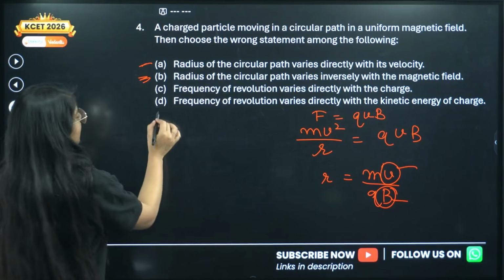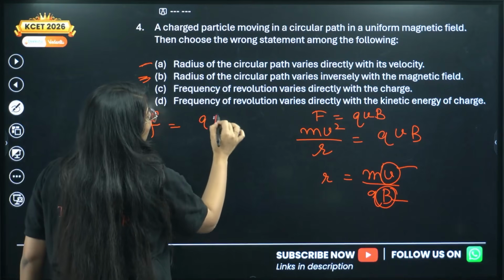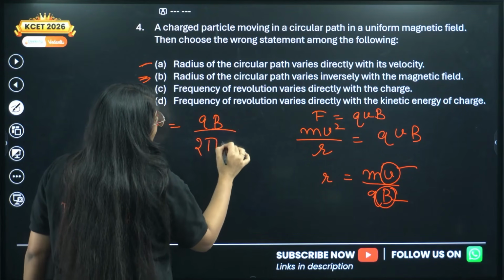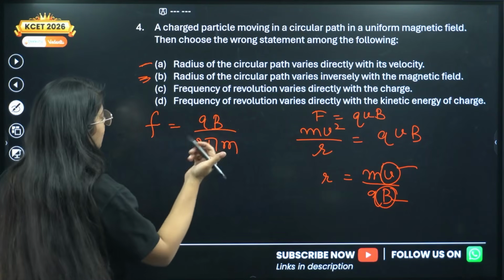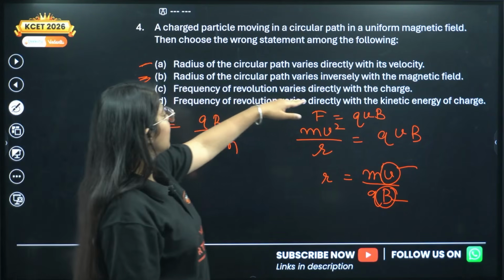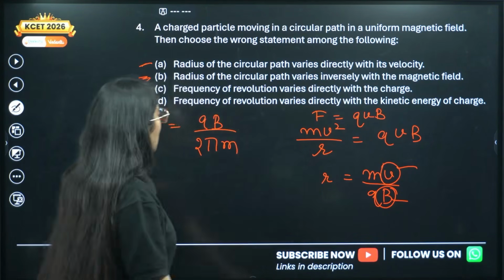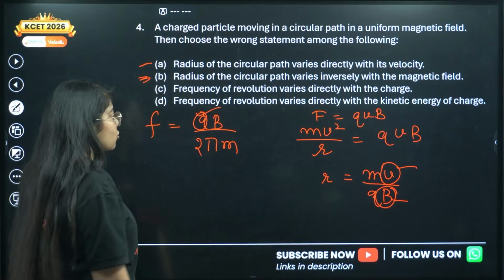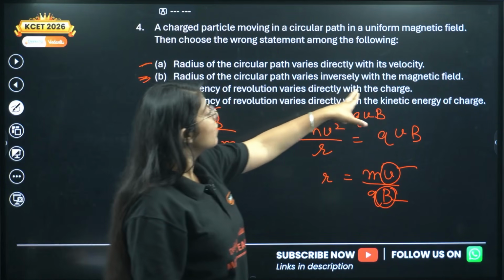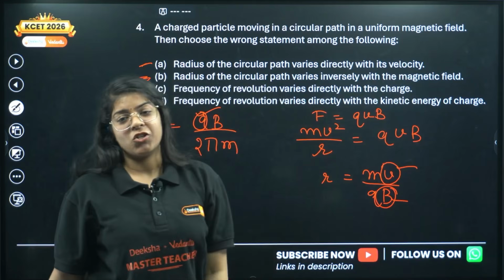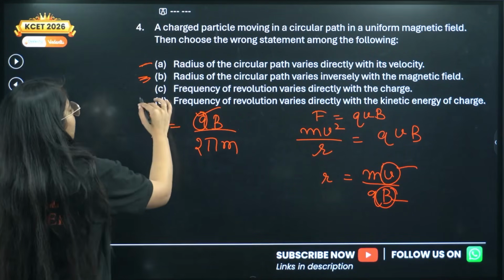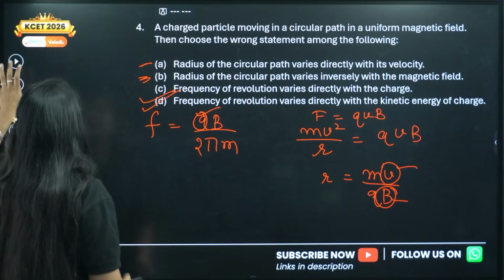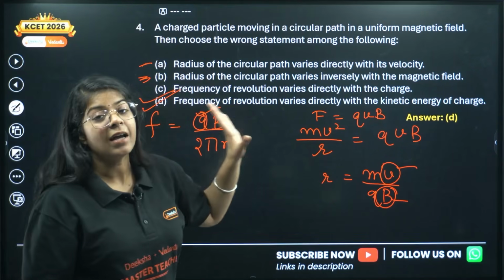For frequency we know it is qB by 2 pi m, similar to the frequency of cyclotron. So what it says, frequency of revolution varies directly with the charge. It varies directly with the charge, true. It varies directly with kinetic energy of charge. There is no mention of kinetic energy in this formula, right? So the wrong statement is the D statement, and that is our answer.